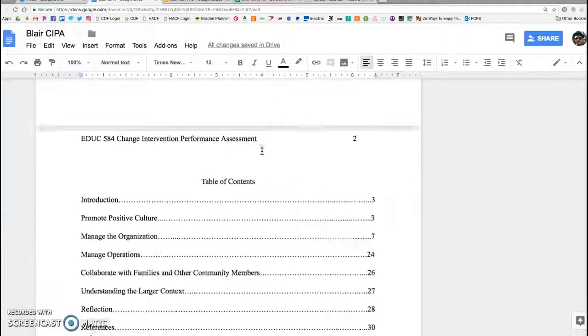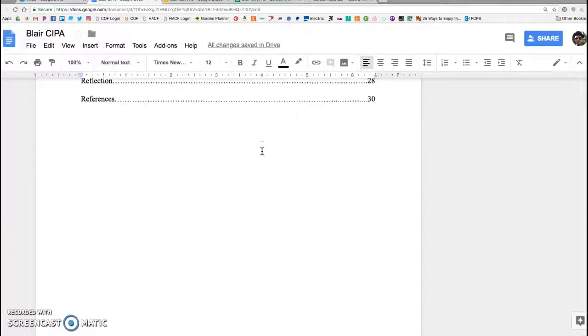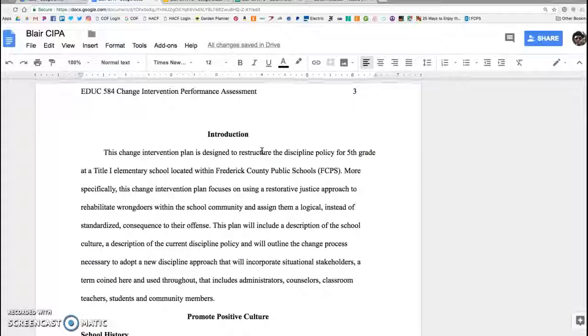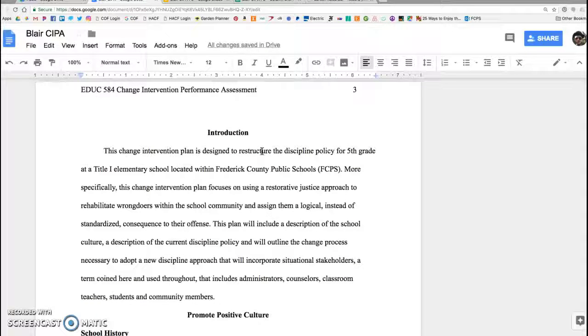My change plan revolves around using a restorative justice approach to manage student behaviors at Lincoln Elementary School, at which I'm currently a fifth grade teacher. So I'm going to start by reviewing the paper that I wrote.